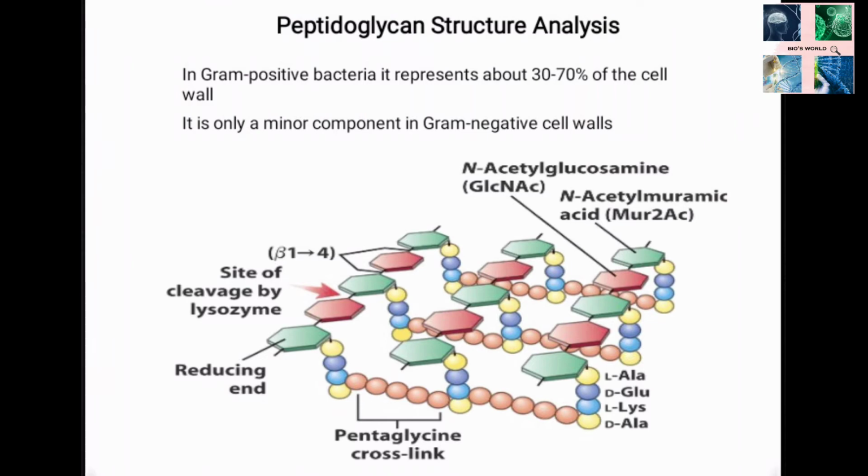Structural analysis of peptidoglycan usually involves hydrolysis to amino acids, peptides, and amino sugars, or enzymatic digestion of the glycan strands to muropeptides, in order to obtain structural information from its constituents. So this is all about peptidoglycan structure analysis.